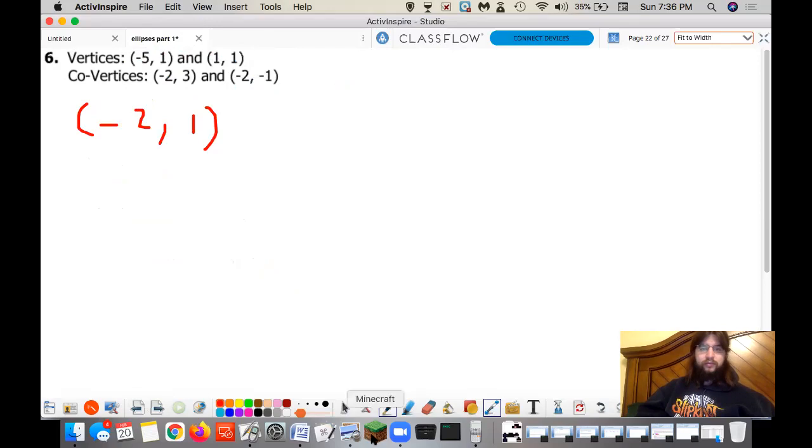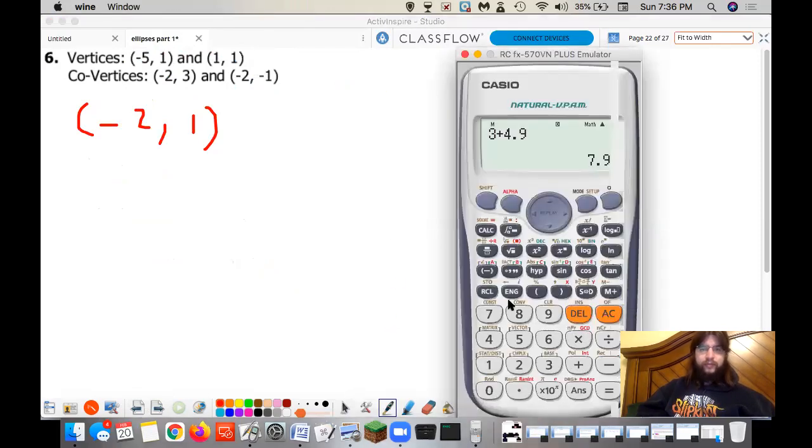Or we could do this midpoint formula. -5 plus 1 divided by 2 gives us, oh look, -2. 1 plus 1 is 2, divided by 2 is 1. So that's another way you can just look at it and get your center.